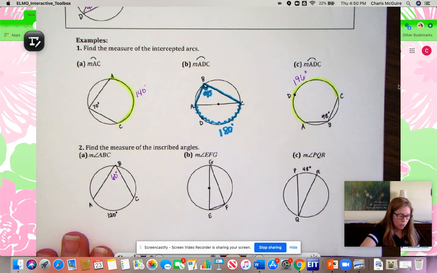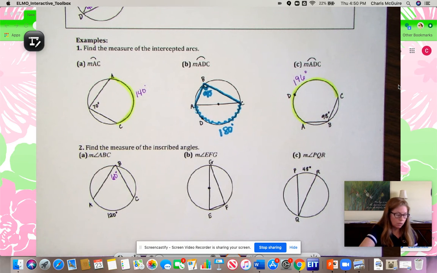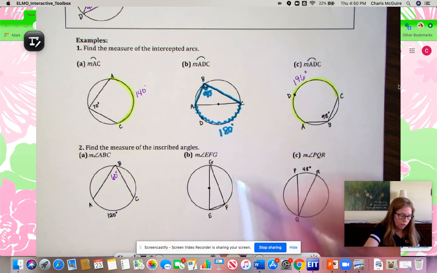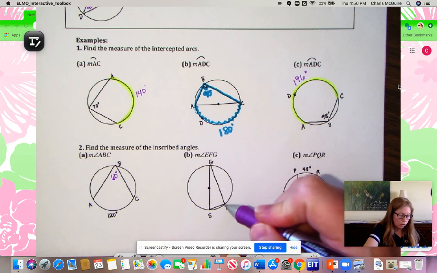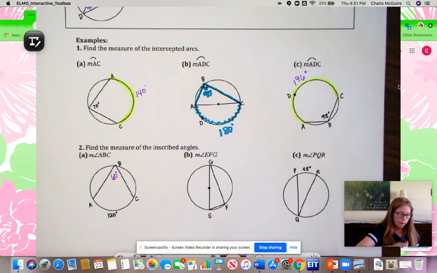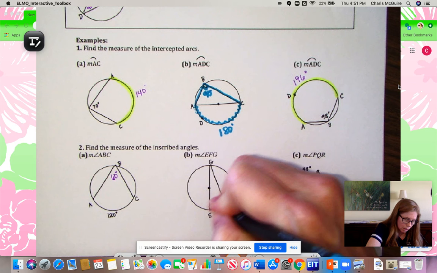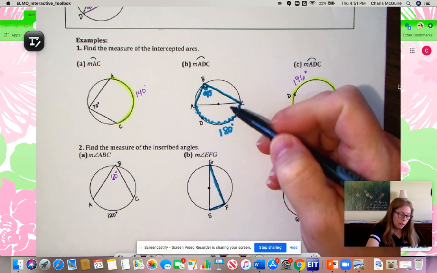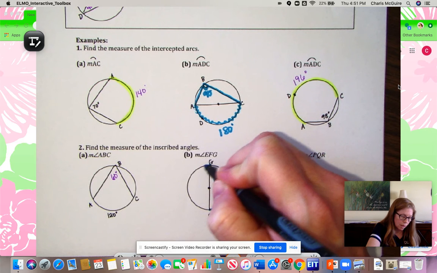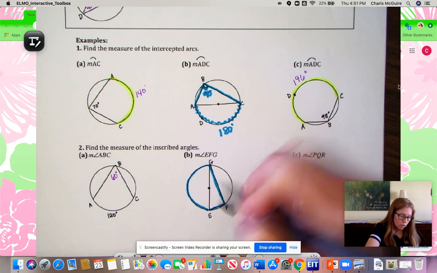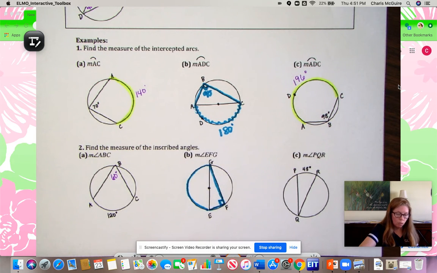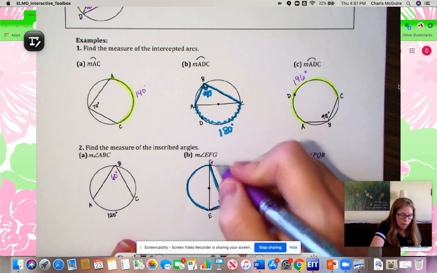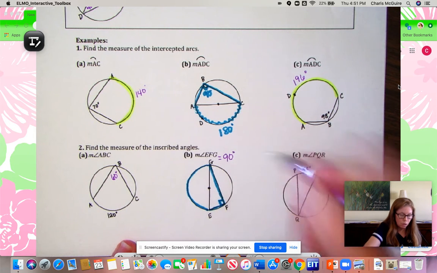And now this one, we've got a picture, it's not as clear, so let's focus. Angle EFG. We are looking for EFG. And look where it intercepts. So if you want to highlight this one, here's EFG. And that's the same as letter B over here, right? Because it's intercepting half the circle. So that's our right angle, or it's 90 degrees.